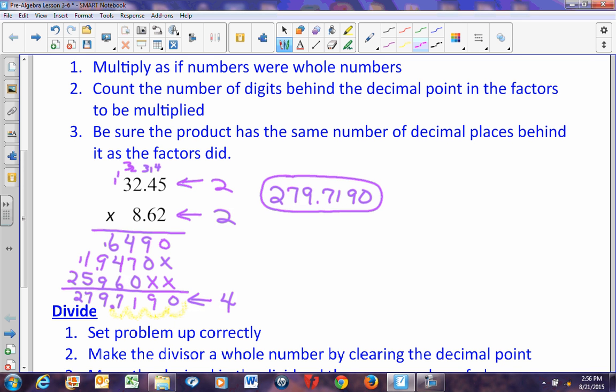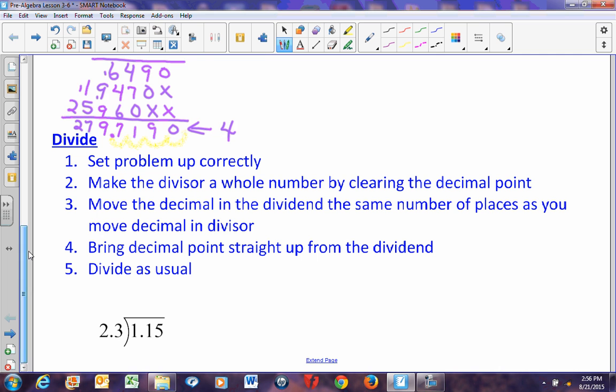This should be review. You should have done this back in 5th grade, and then again in 6th grade, and for some of you in 7th grade. Alright, so now we're going to divide. The first thing you have to do is set the problem up properly. Know which number goes outside, which number goes inside. If I did 7 divided by 4.1, 4.1 is on the outside, 7 is on the inside. So make sure you set your problem up properly.